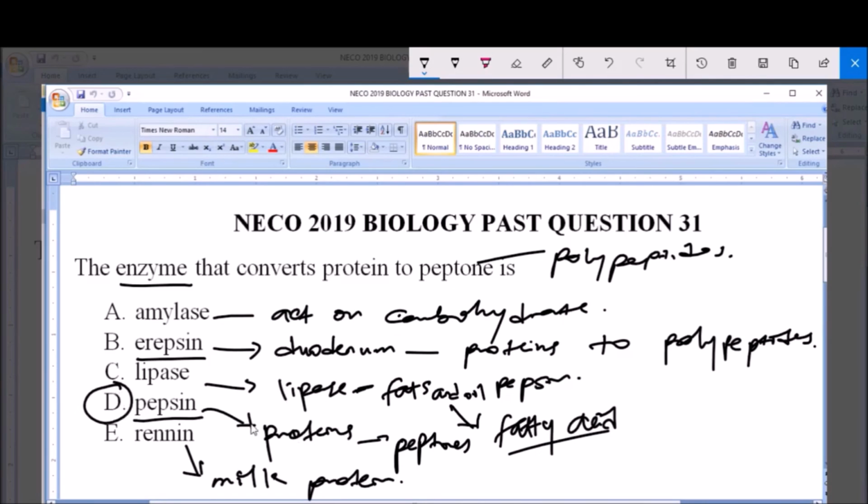The correct answer is pepsin because pepsin is the first enzyme that acts on the proteins as they go into the stomach. The food in the stomach will spend some hours, and then this enzyme pepsin will act on this protein and convert them to peptones or polypeptides. Then those that are not acted upon by pepsin will go into the small intestine and be acted upon by erepsin. So the main enzyme that converts protein to peptone is actually pepsin, which is option D. So option D is the correct answer to this question.